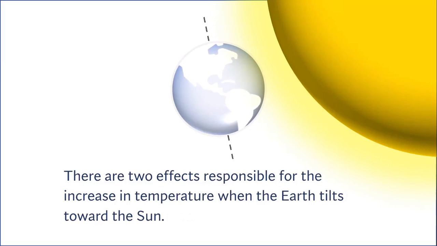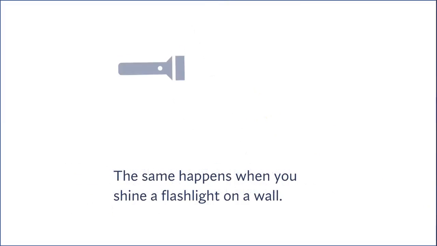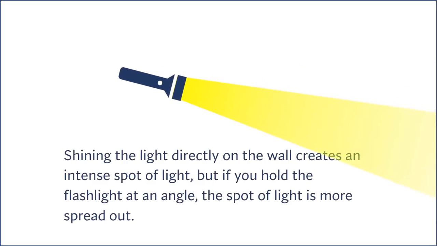There are two effects responsible for the increase in temperature when the Earth tilts toward the Sun. When we lean into the Sun, the light hits us more directly and is better able to heat the Earth's surface. The same happens when you shine a flashlight on a wall. Shining the light directly on the wall creates an intense spot of light, but if you hold the flashlight at an angle, the spot of light is more spread out.